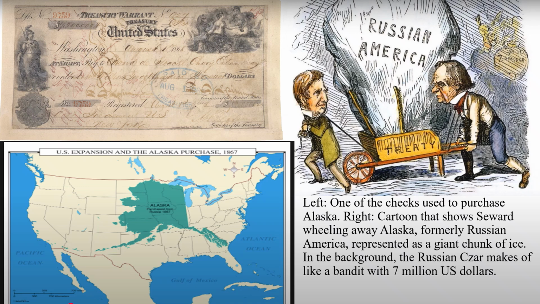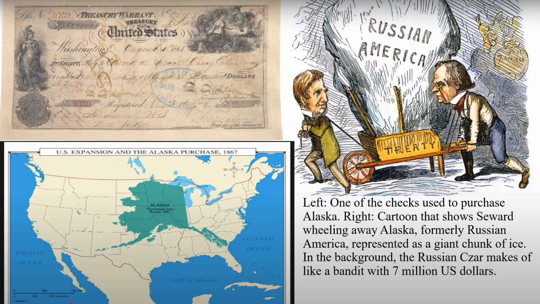So now we'll discuss the U.S. acquisition or purchase of Alaska. Why did the U.S. buy Alaska? How did this take place, and how did everyday Americans respond to this? The United States purchased Alaska from Russia in 1867. They purchased it for about $7.2 million.